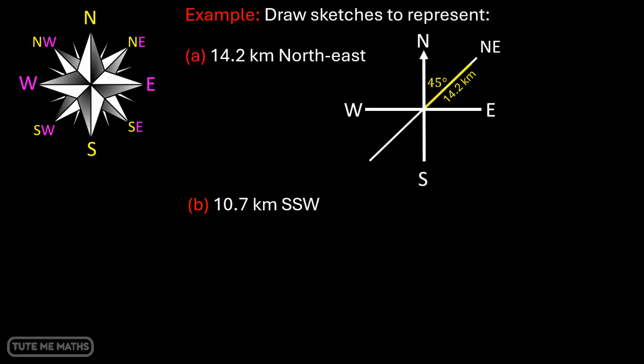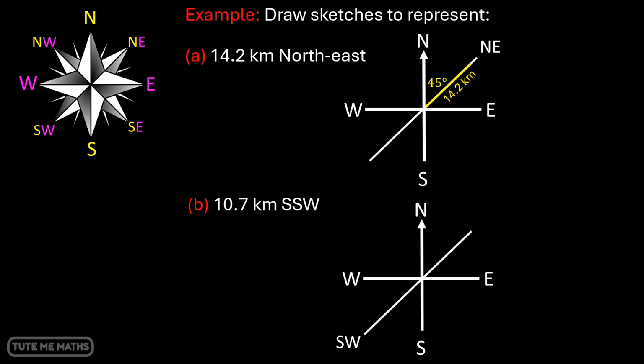In part B, we are travelling south-southwest, which is halfway between south and southwest. We start by marking in southwest. We know that the two angles created will be 45 degrees each, but halfway between this and south is here, and the angles will now be half of 45, giving us 22.5 degrees. The distance travelled along this direction from our starting point is 10.7 kilometres.